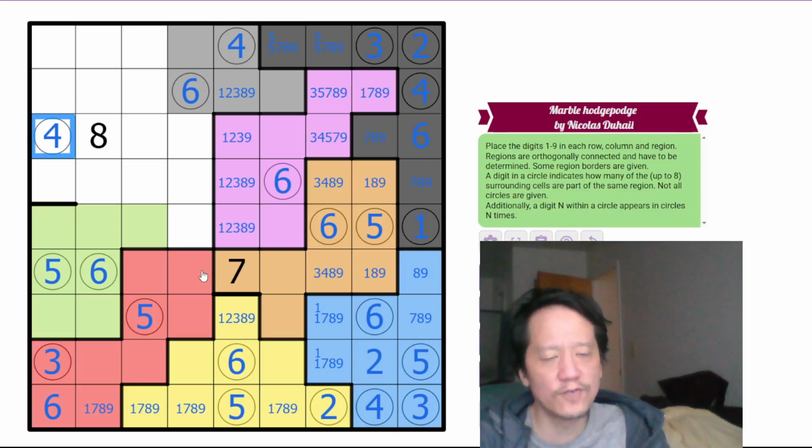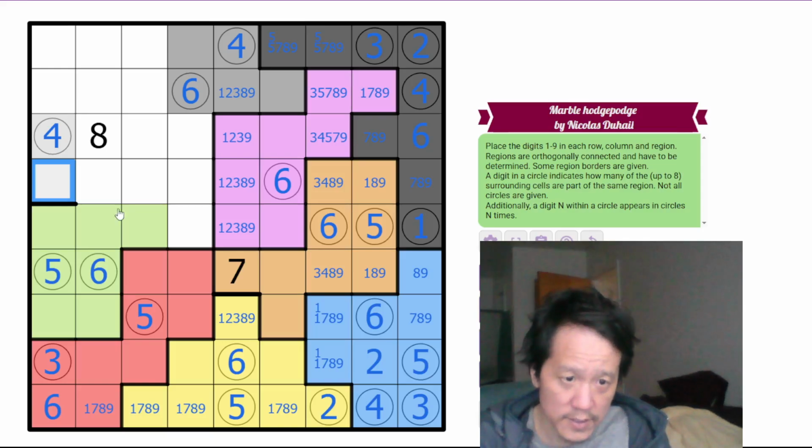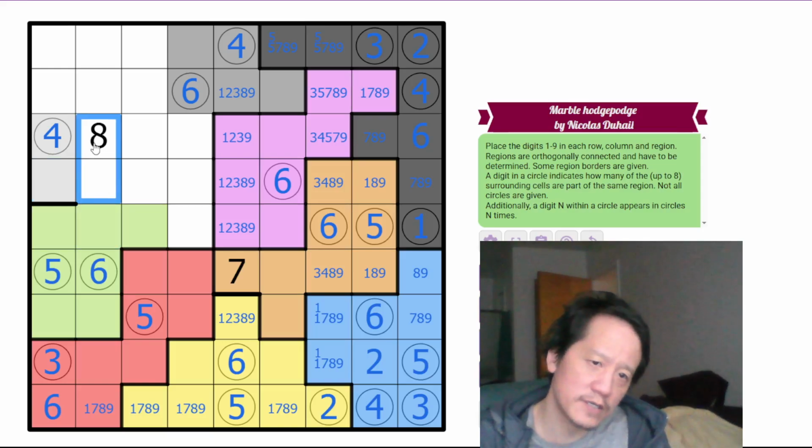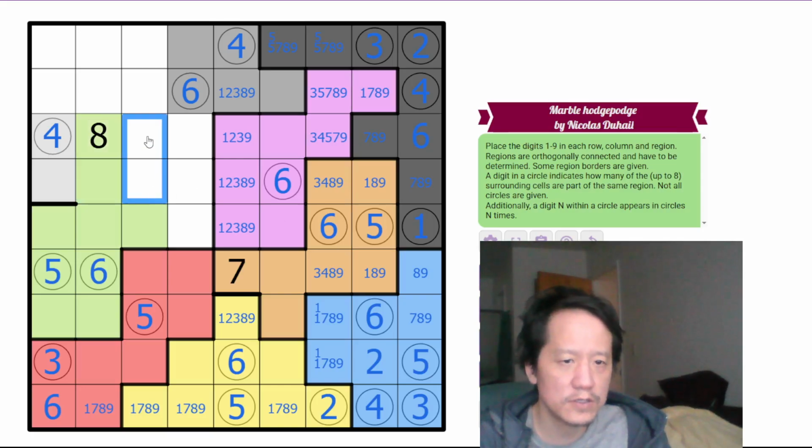This has 4, which must be light, but we don't know where. This cannot be green. It has to be light because the medium can't extend there. So this is light. Green can extend to here, or to here.